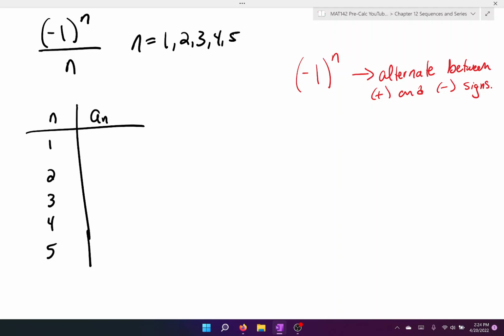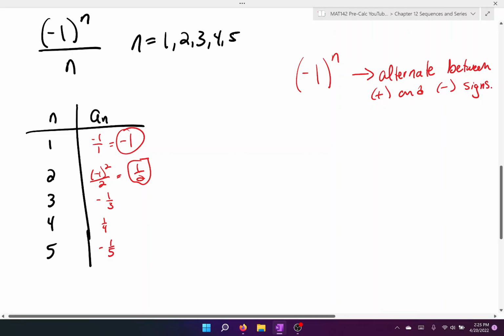So let's go ahead and figure out what each one of these terms is. We're going to get -1 over 1, which is -1. So there's our first term. Then we get -1 to the second over 2, which is going to be positive 1/2. Then I think you can see where this is going. This will be -1/3, then positive 1/4, and then finally negative 1/5. So for the first couple of homework questions, that's really all I'm asking you to do, just list out some terms. That's it. Very straightforward.